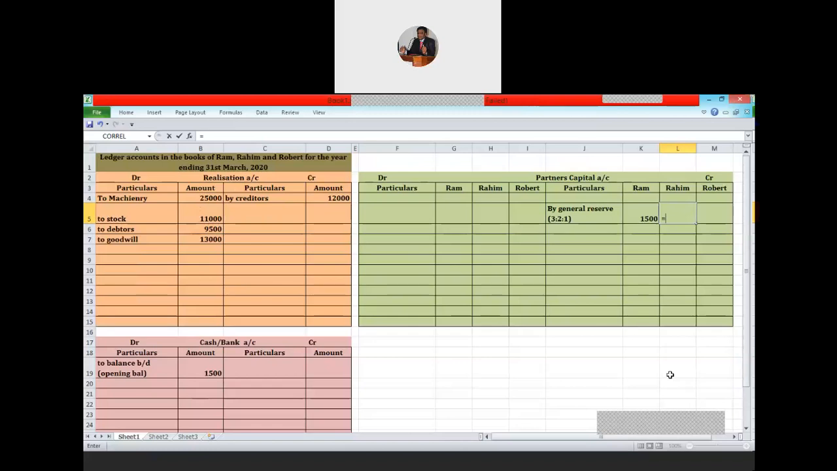In the same manner, Rahim 3000 into 2 divided by total share 6, so 1000 is the share of Rahim. Share of Robert 3000 reserve into his share 1 by total share 6, 500. So Ram share 1500, Rahim share 1000, and Robert share is 500.